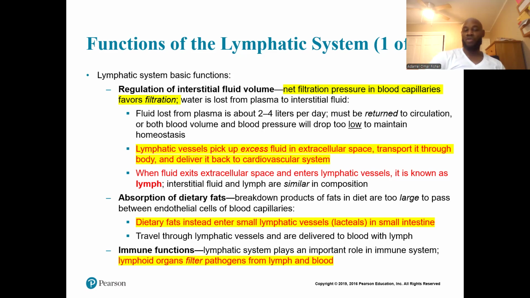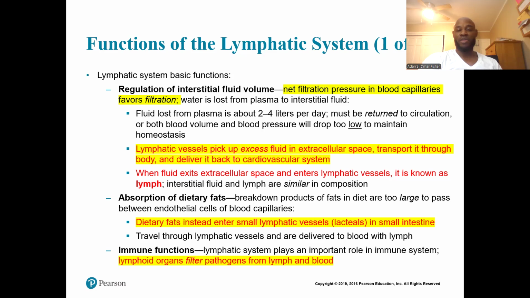Also, we have the absorption of dietary fats that are too large to pass between endothelial cells of blood capillaries. Remember, there are different types of blood capillaries. Some are a little tighter, less leaky, and then you have some that are more leaky and very leaky. So some of these fats cannot pass through the endothelial cells of the blood capillaries, and so they enter the lymphatic vessels in the small intestines. So, the absorption of dietary fats.